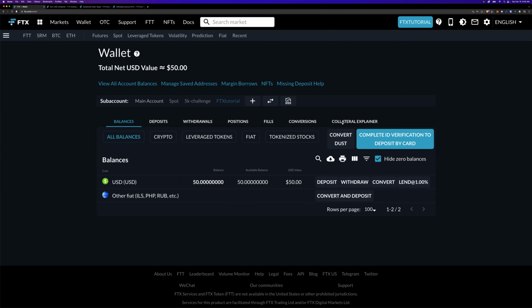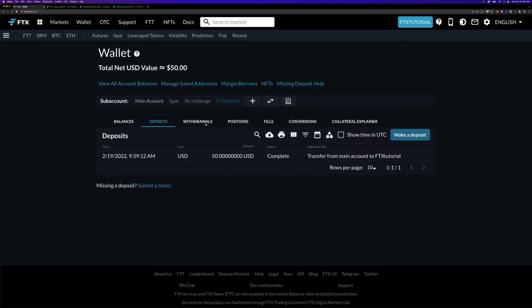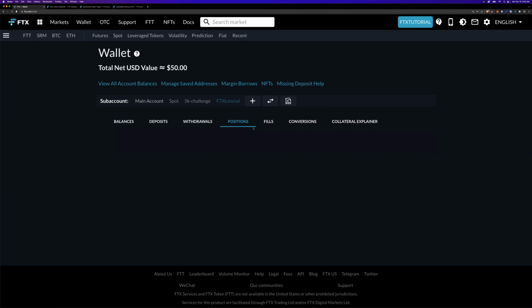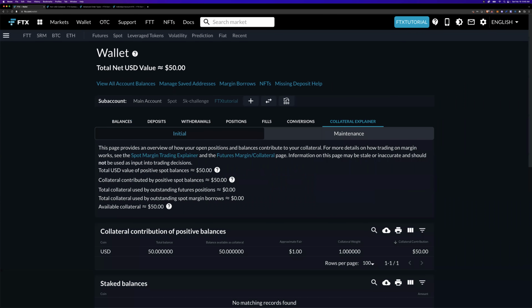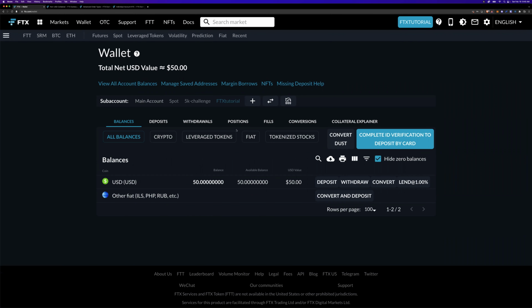Here at the top bar that you could see, you'll see different opportunities to look at your account in detail. You'll see deposits, withdrawals, positions, fills, conversions, and then collateral explainer. All this stuff gives you detail about what exactly is happening in this particular sub account.